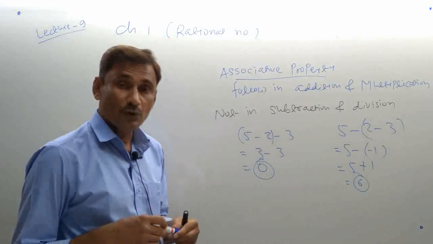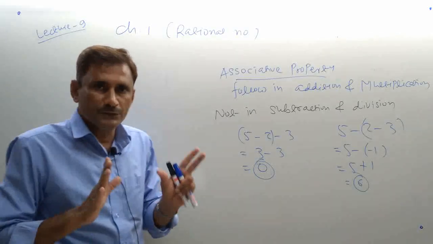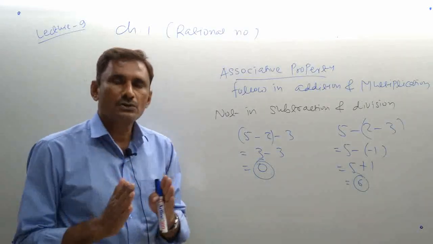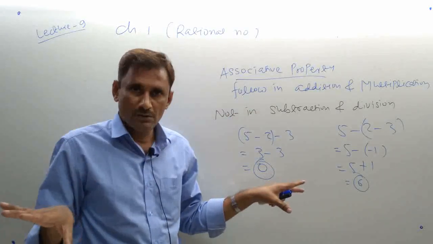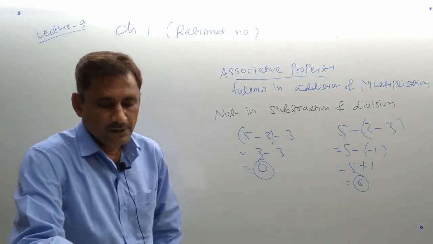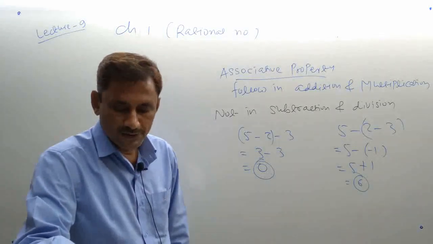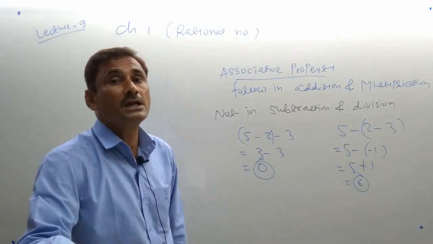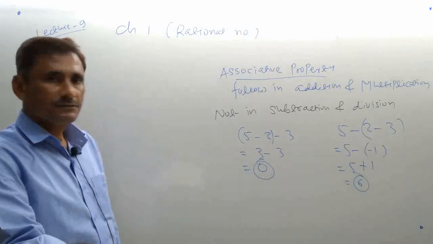So obviously in subtraction and division, neither the commutative property nor the associative property follows. So these properties hold for addition and multiplication only. So don't get confused. Actually we are on the topic of multiplication, but right now we are talking about all 4. So property 3, you understood? For the product of 3 or more rational numbers, they can be grouped in any order.